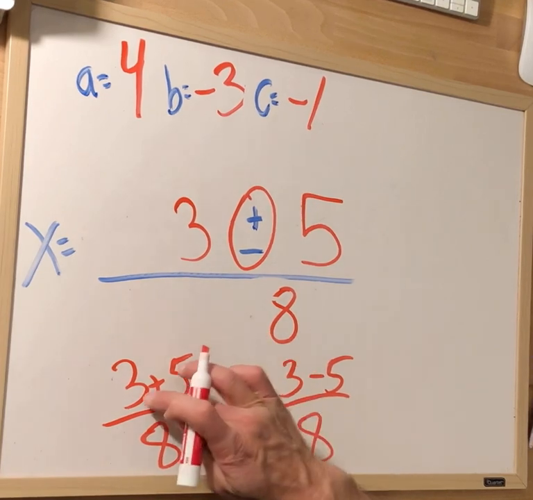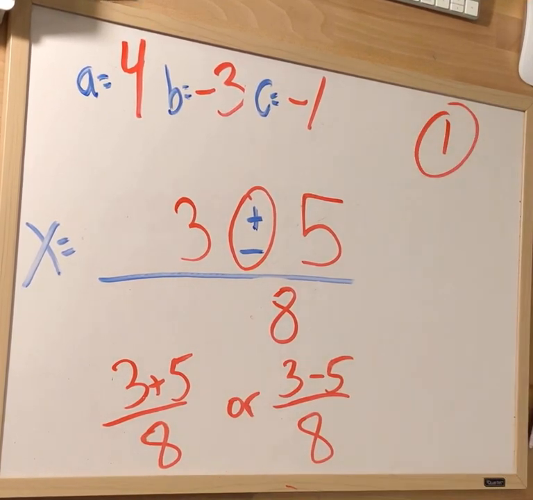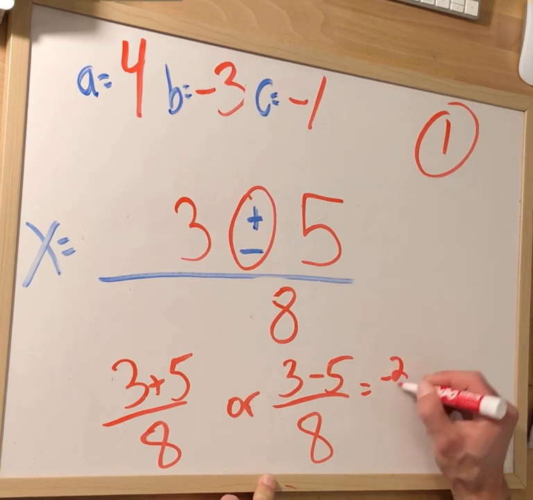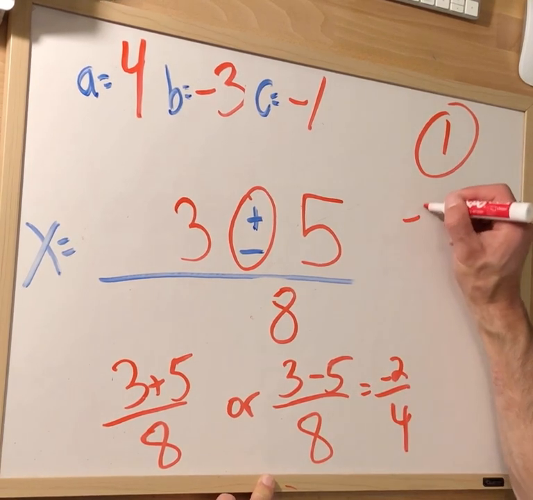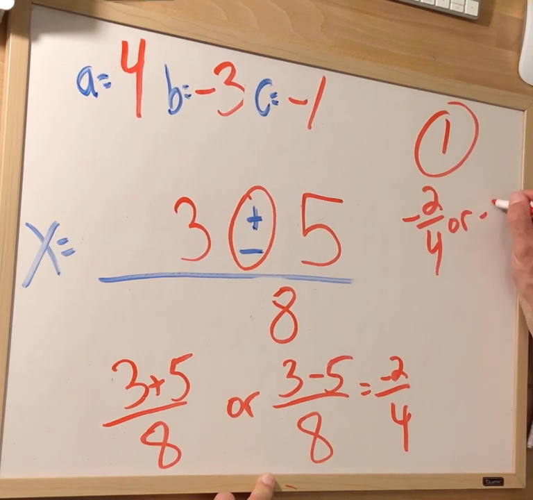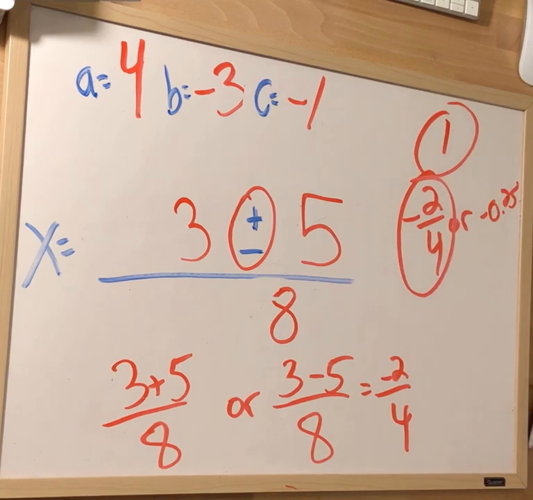Anyways, 3 plus 5 is 8, divided by 8 is 1. That's one answer. 3 minus 5 is equal to negative 2 over 8, which is negative 2/4, or if you did it on your calculator, negative 0.25. These are your two answers. That's called using the quadratic formula to find your x's. Let's try the second problem.